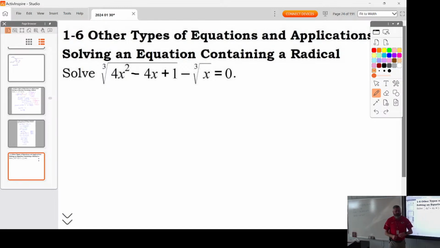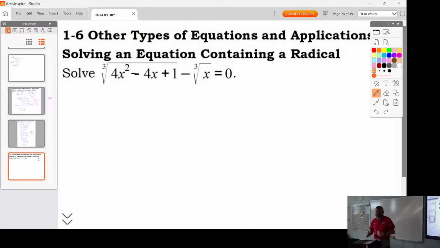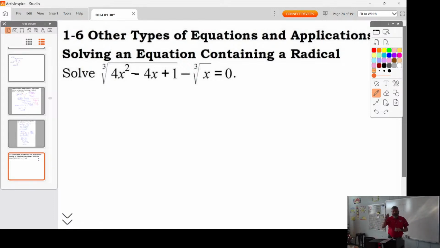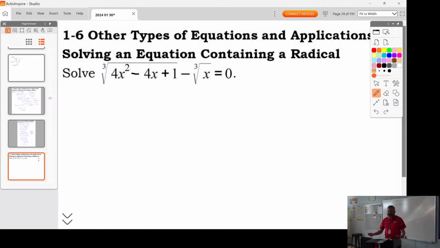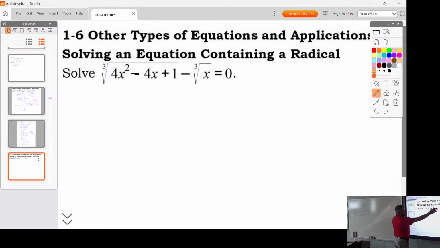There was a typo. It was a plus, which was wrong. So I wrote over it with a white pen and then put the negative in. So it's supposed to be a negative. All right. I have two radicals. They happen to be cube roots. I don't care. The process is the same. Step number 1, isolate a radical. Well, when I isolate the first radical by adding the cube root of x to both sides, doesn't that actually end up isolating both of them?